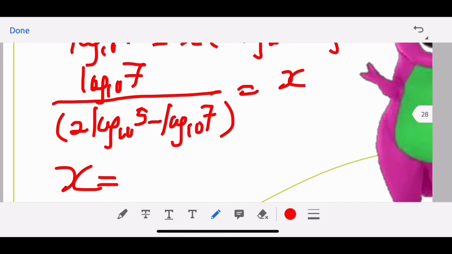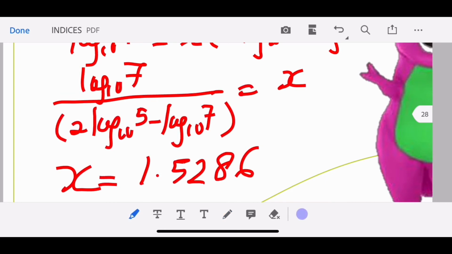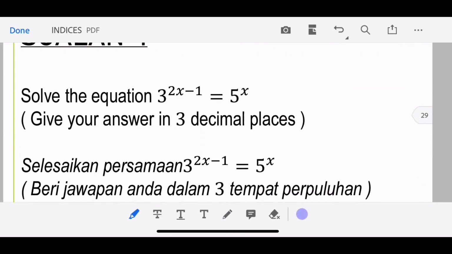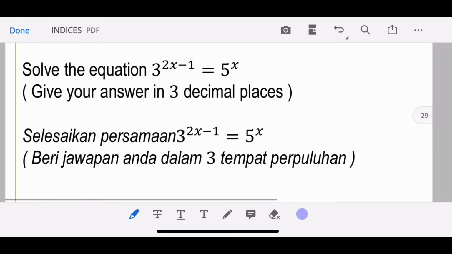Okay, so it's quite simple, right, for exponential equations. I'm sure everyone can do it, right? So you keep on practicing so that you will get the perfect answer and you will make fewer mistakes. So your answer is actually equal to 1.5286. Alright, now we proceed to the next one.